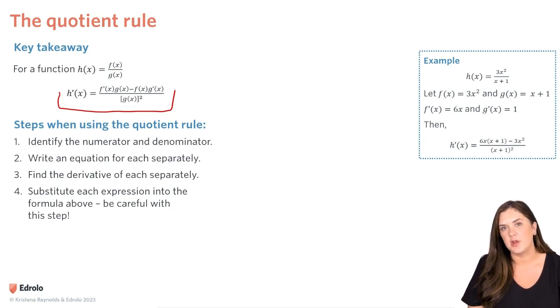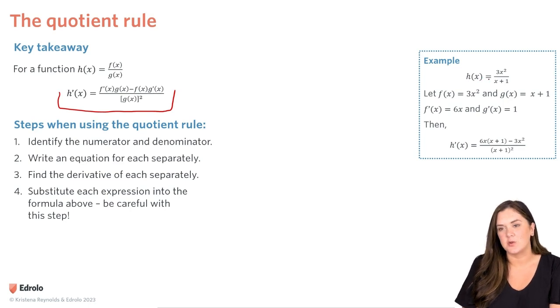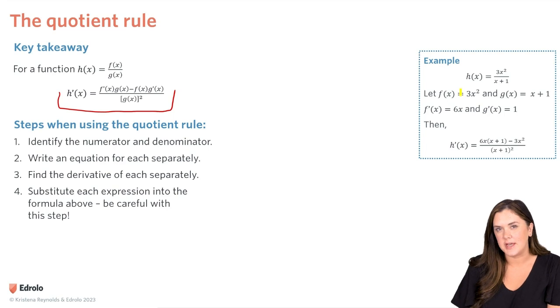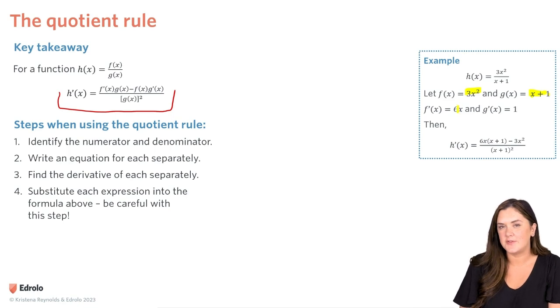So I've got an example for you just to make things a little bit easier. I've got h of x equals 3x squared over x plus 1. So we're writing our two different functions here, so two different equations. We've got f of x equals the numerator, so our 3x squared, and g of x is our denominator, so the x plus 1. Now we differentiate each of them separately.